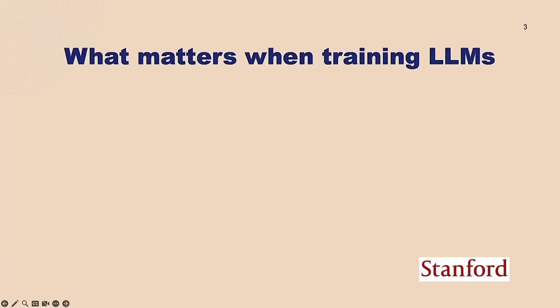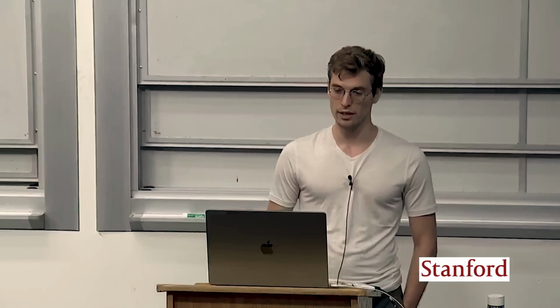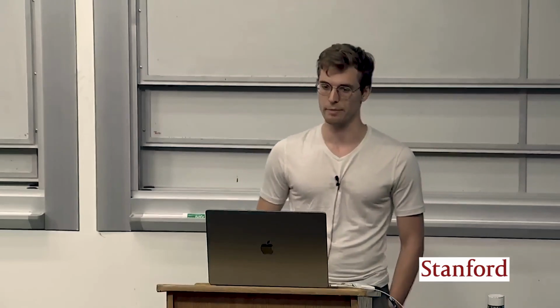Great, so what matters when training LLMs? There are a few key components that matter. One is the architecture. As you probably all know, LLMs are neural networks, and when you think about neural networks, you have to think about what architecture you're using. Another really important component is the training loss and the training algorithm, so how you actually train these models. Then it's data: what do you train these models on? The evaluation, which is how do you know whether you're actually making progress towards the goal of LLMs.